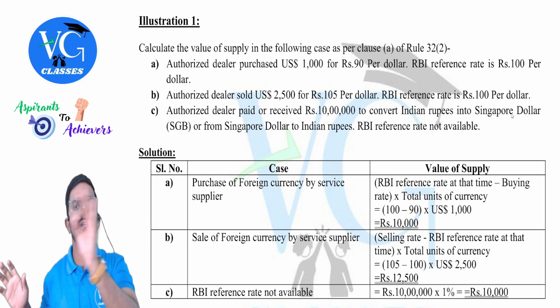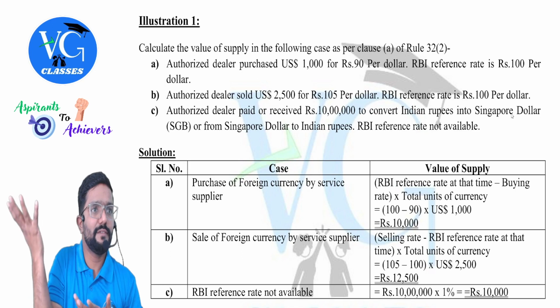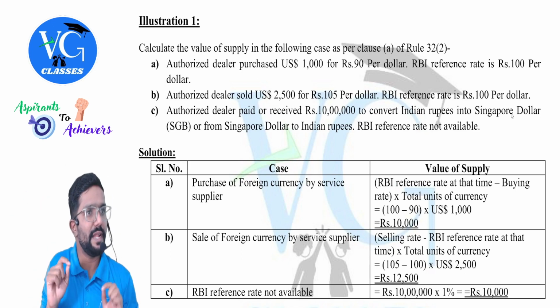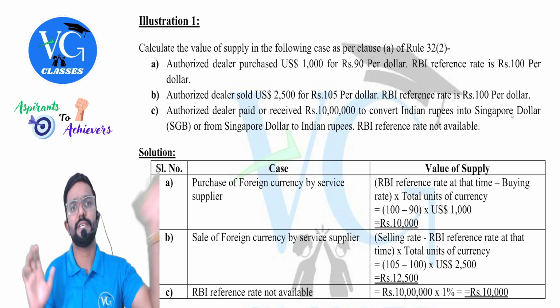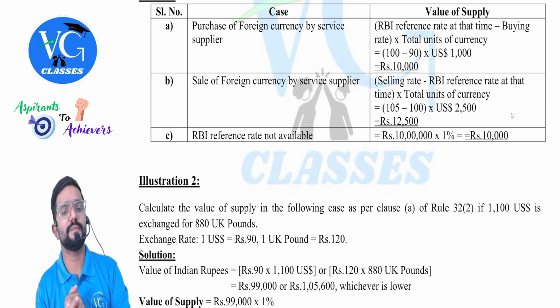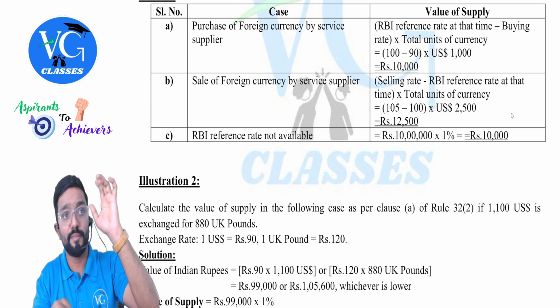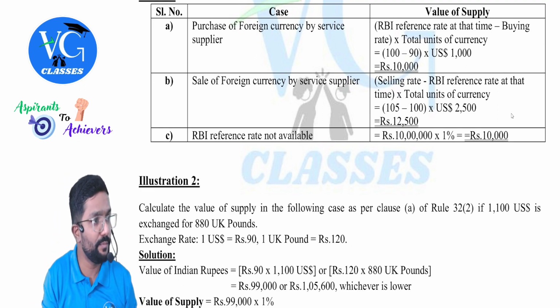Now, how much Indian rupees you paid or how much Indian rupees you received? Check that. Take 1% of it. Forget about the Singapore dollar. We don't have the reference rate for it. So straight away take Indian rupees received or paid, 1% of that. So 10 lakh is the amount here. 1% of that comes to how much? 10,000. Easy. Is that clear? Please be careful.